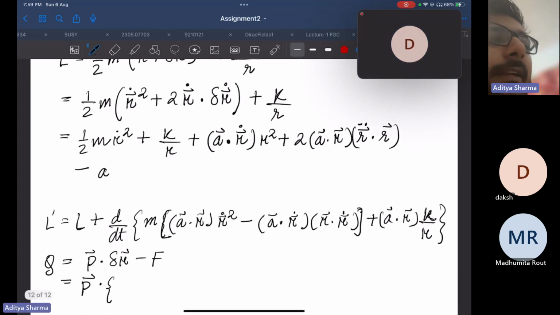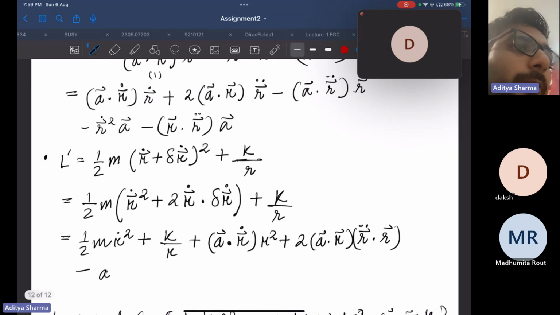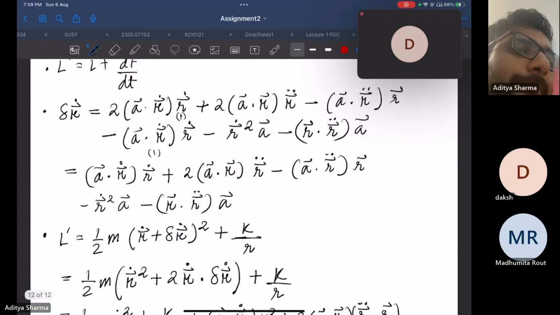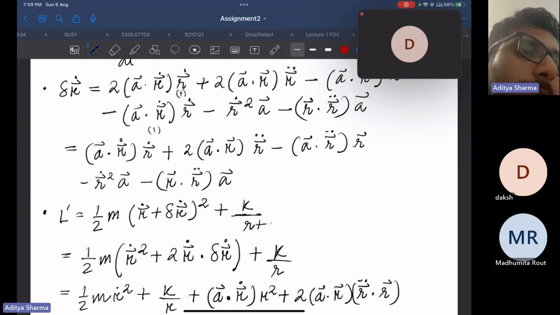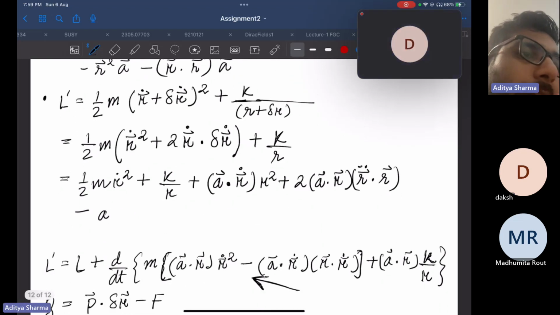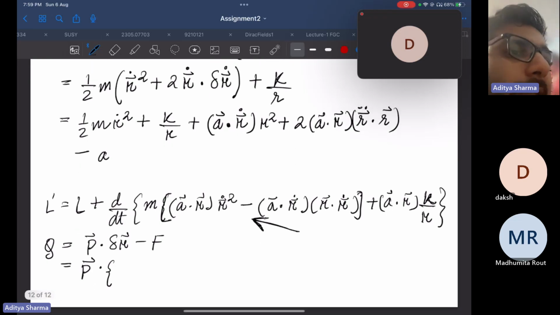So I'm directly writing the result which you'll get. This is what you should get. Okay. So you do this now. You'll do this variation, right? Okay. There should be r plus delta r also. You have to do the binomial expansion up to order epsilon. Okay. Up to order a in this case. That's right. And some terms will cancel. This will be a bit tedious calculation. But the answer which you'll get is this. This is the answer.